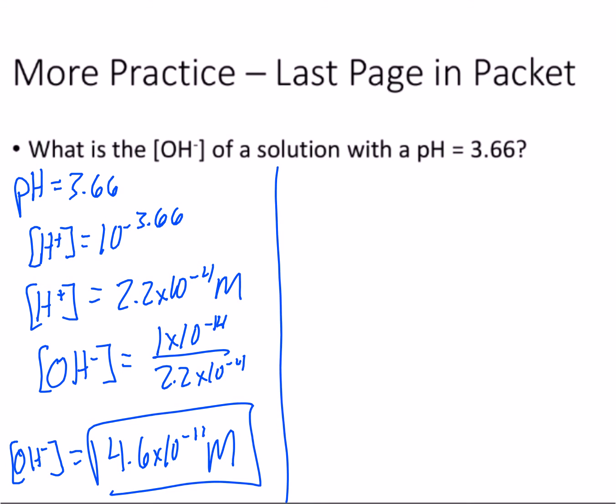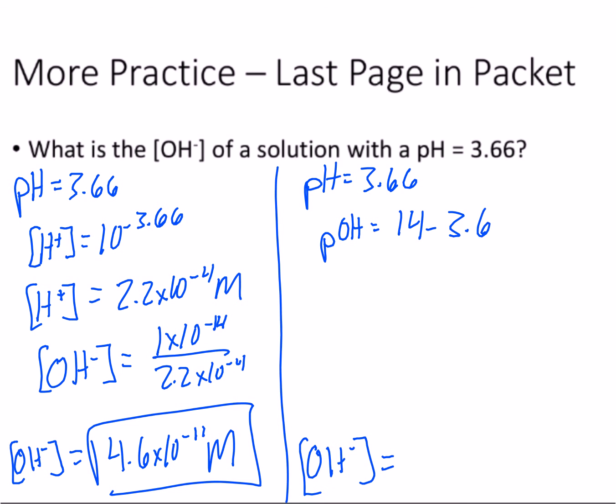Now, the other method you can use, pH equals 3.66. We're still looking for that hydroxide ion concentration. All right, at the bottom. So this way, though, I'm going to get to my pOH first. So I'm going to take pOH equals 14 minus 3.66. Somebody else tell me, what do you get for a pOH when you subtract those out? Josh? What did you say? Nope, not the final answer. 10.34 is the pOH. Just the pOH, not the final answer yet.